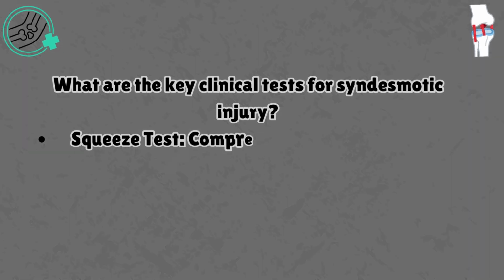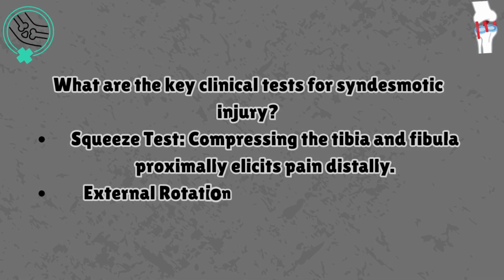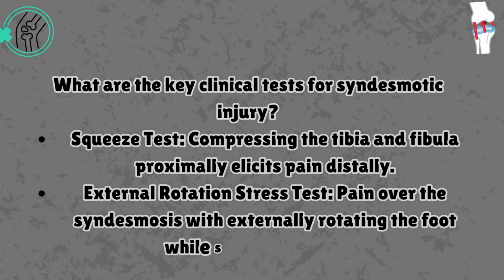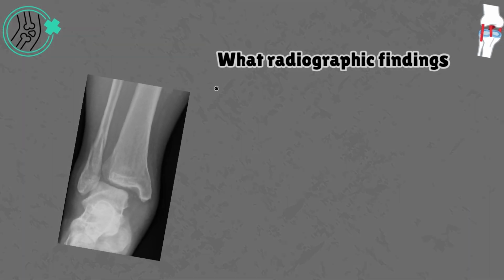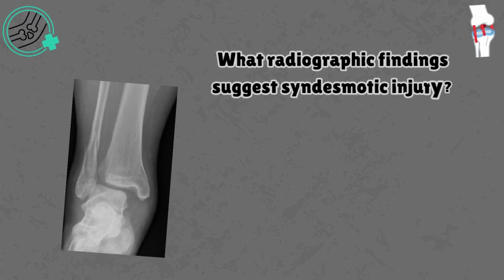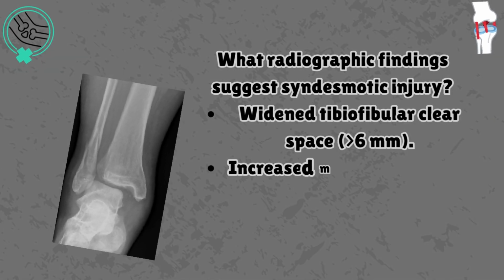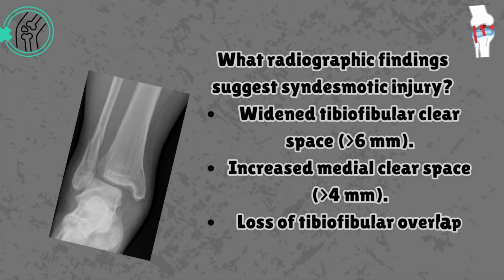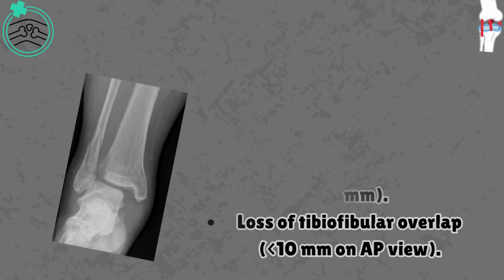Squeeze test. Compressing the tibia and fibula proximally elicits pain distally. External rotation stress test. Pain over the syndesmosis with externally rotating the foot while stabilizing the leg. What radiographic findings suggest syndesmotic injury? Widened tibiofibular clear space, greater than 6 mm. Increased medial clear space, greater than 4 mm. Loss of tibiofibular overlap, less than 10 mm on AP view.